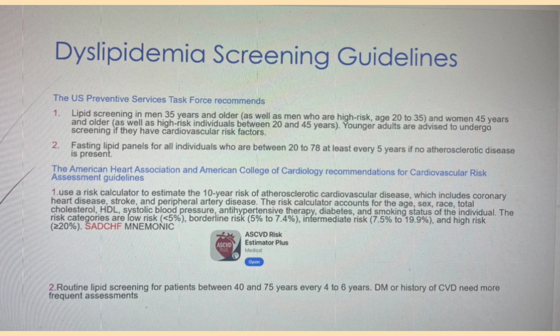And a fasted lipid profile for all individuals between 20 to 78 years, at least every 5 years, if no risk factors or atherosclerotic disease is present. The American Heart Association and American College of Cardiology recommendations for cardiovascular assessment guidelines: routine lipid screening for patients between 40 to 75 years every 4 to 6 years. Diabetes mellitus or history of cardiovascular disease need more frequent assessment.